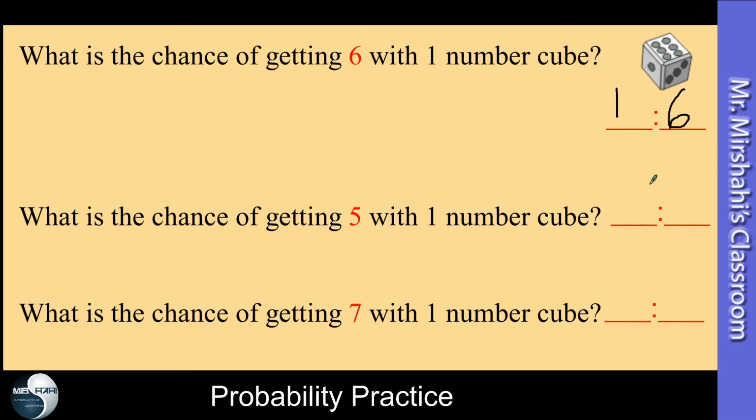Now, what if we want a 5? Getting a 5 is as easy or as hard. Same likelihood, 1 in 6 with one number cube, 1 out of 6. 7, well, there are no 7s on a normal number cube, so the answer is 0 out of 6. So let's move on to the next.